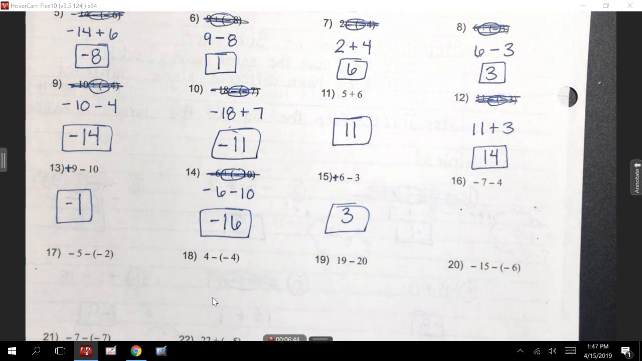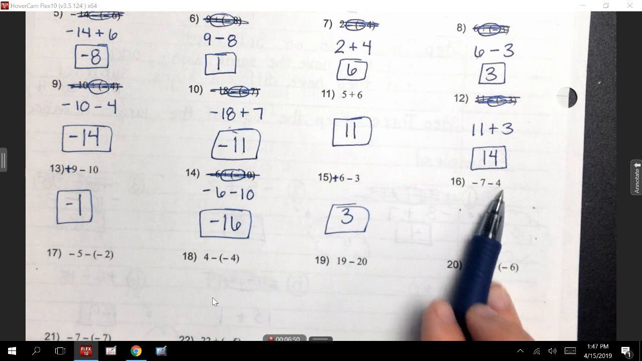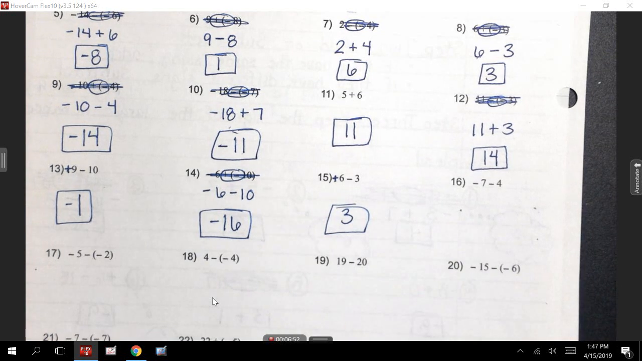Okay, so all that math that you learned to do a long time ago, do these rules still work for it? Yes. All right, negative 7 minus 4. Do I need to change this problem? No, it's good the way it is. What am I going to do with the 7 and the 4?